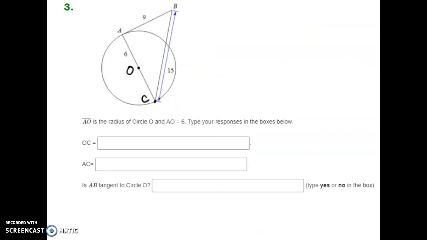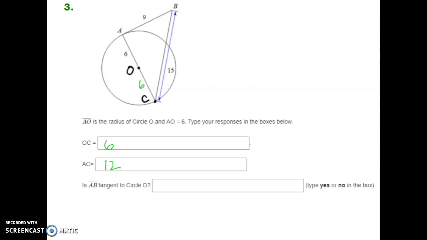Number 3, use AO. AO is the radius of the circle O, and AO is 6. So that means this length is 6 as well. Type your answers. OC, there we go. There's your first answer. AC, however, is the diameter, goes all the way across. It's just the radius times 2, so that's 12.